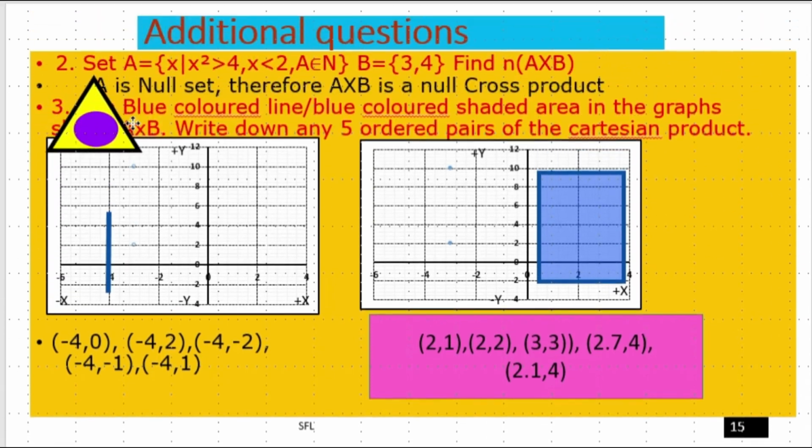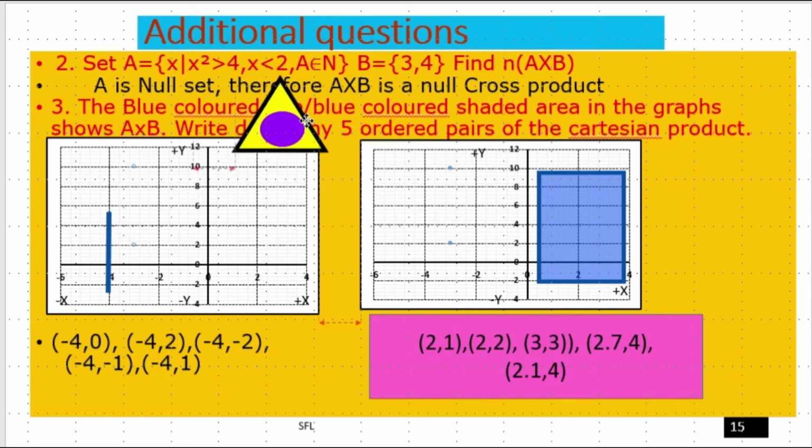Question number 2. Set A is the set of x such that x square greater than 4, x less than 2, x belonging to N. A is a null set. If x is less than 2 in natural numbers, the next number will be 1 only. 1 square greater than 4 is false. Therefore, A contains no element. It is a null set. A cross B is a null set. Therefore, n of A cross B will be 0.